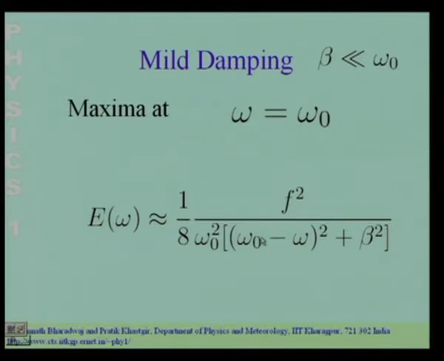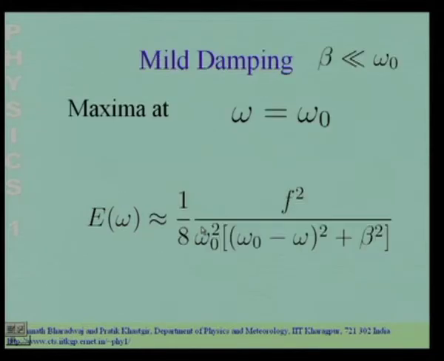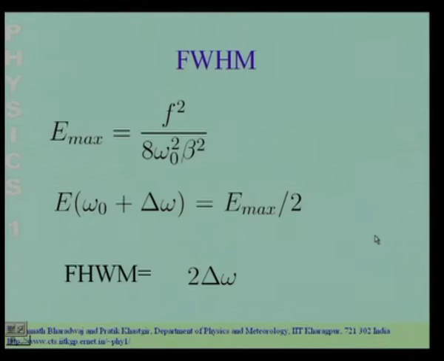So, delta omega, the difference from the maximum, should essentially be beta, and the full width at half maxima is defined as 2 delta omega, that is twice the shift, and in this case it is equal to twice beta. So, in this case the damping coefficient directly determines the full width at half maxima.